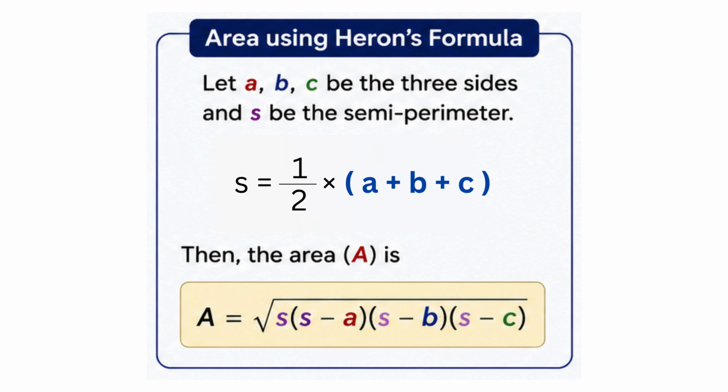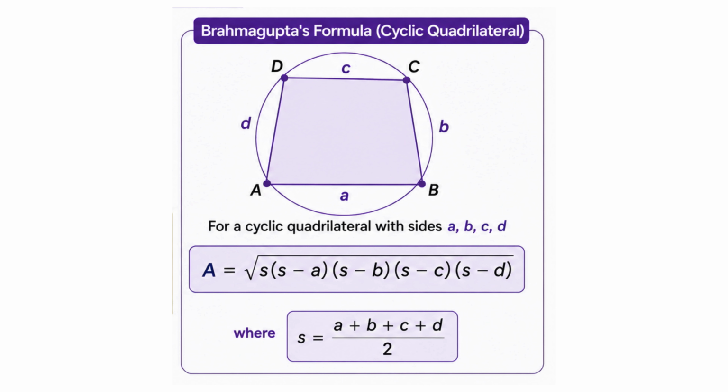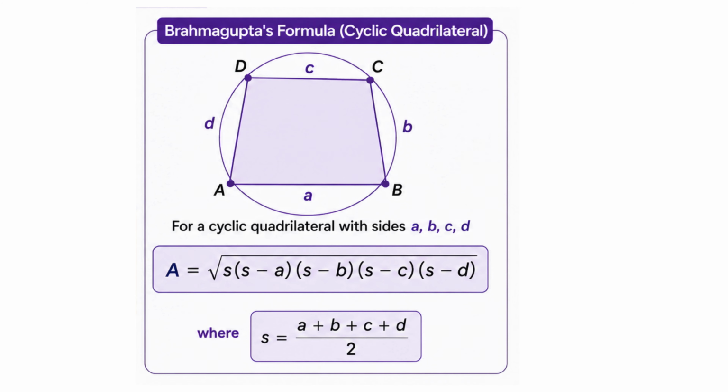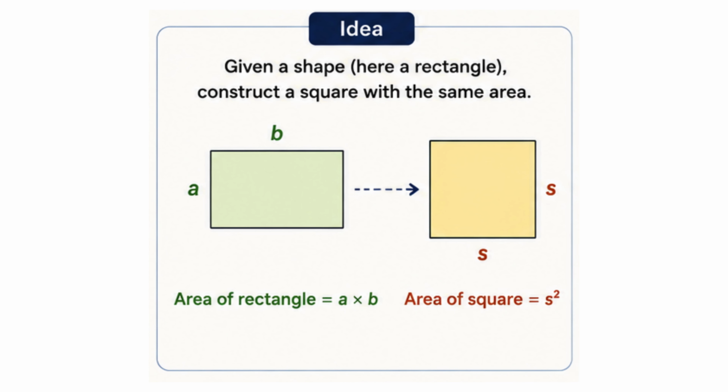The same exploration takes us beyond triangles. Four side lengths do not always determine the area of a quadrilateral. But when the quadrilateral is cyclic, Brahmagupta's formula provides its area. Remarkably, the chapter shows that Brahmagupta's formula generalizes Heron's formula. The chapter also takes us into ancient geometry through squaring a shape, constructing a square having exactly the same area as a given shape, an idea associated with Bodhayana's geometry work.